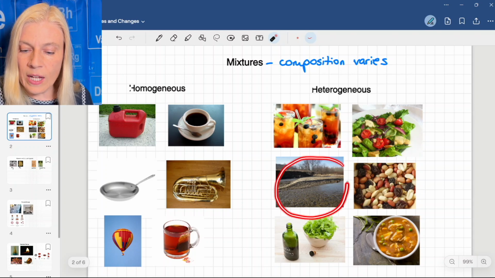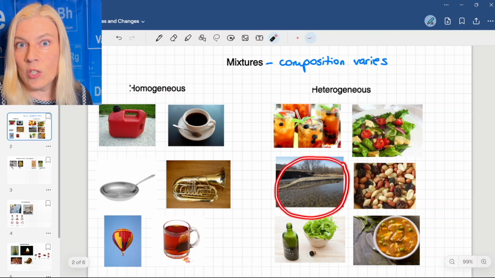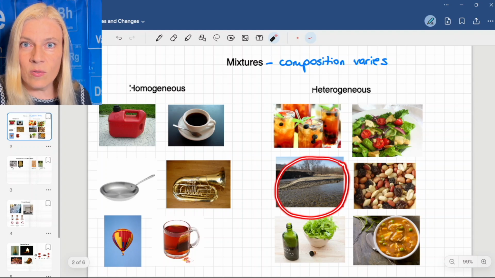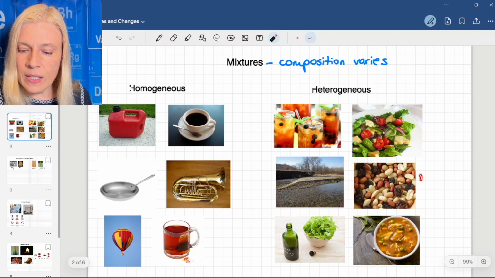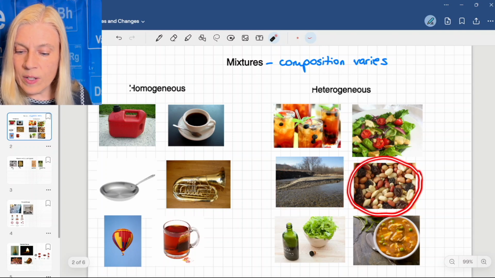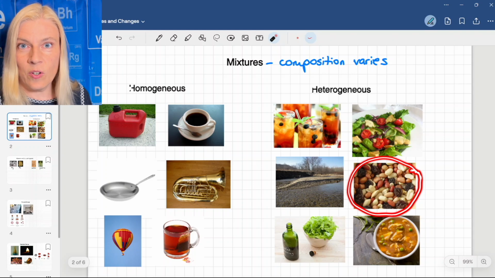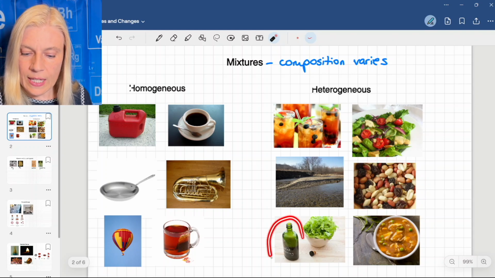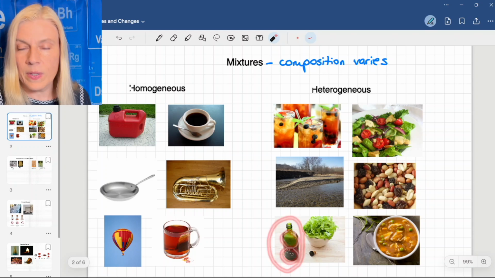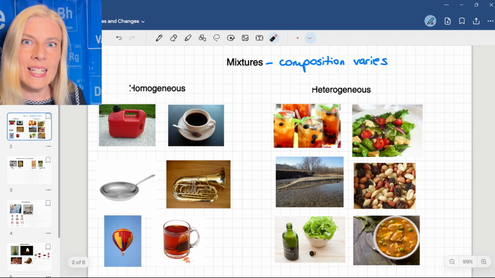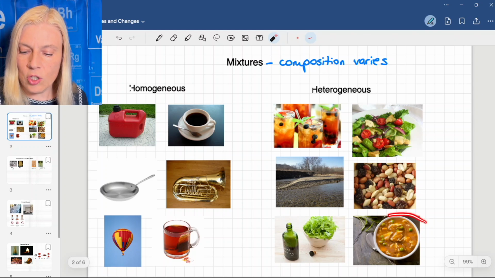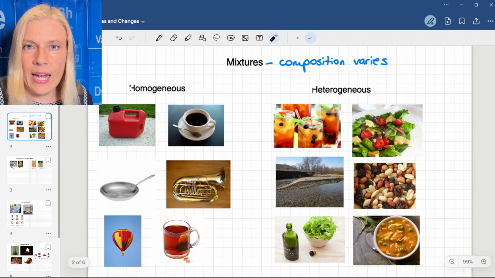Here we have gravel and water. Gravel is on the bottom. Actually, you have two different phases. Solid gravel and then liquid water on top. So you have different phases. Here we have trail mix. Again, different peanuts, and then we have raisins, not uniform throughout. Here we have Italian salad dressing, where we have oil on top and vinegar on the bottom. You actually see different phases. So heterogeneous mixture. And soup, it's a great example of a heterogeneous mixture.